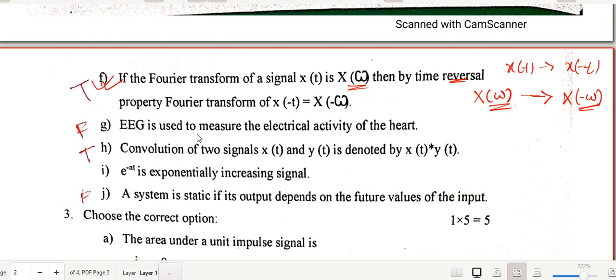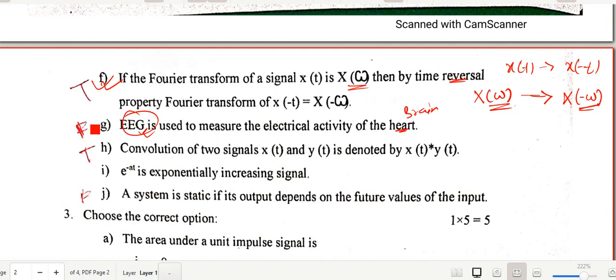The EEG is used to measure the electrical activity of the heart. So this is false. EEG means electroencephalogram, which is used to measure the electrical activity of the brain. They are saying it is used to measure the electrical activity of the heart, so it is false.